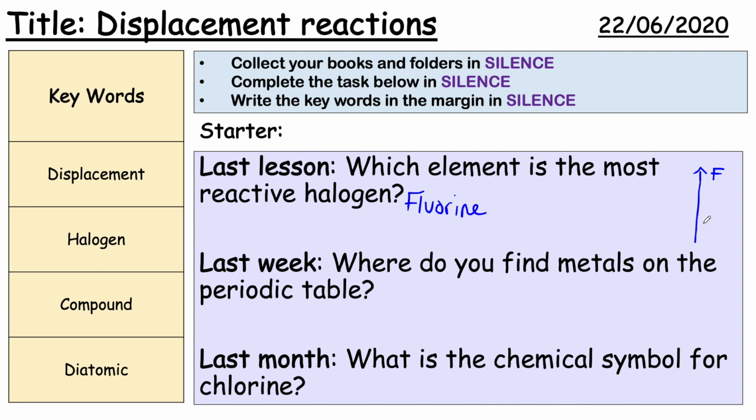You'll need to know this list, the reactivity of group 7, as we go through this PowerPoint, because we'll need to know them in order to do displacement reactions. So where do you find metals on the periodic table? All metals are found on the left of the periodic table. That's a very generalized answer. They're actually to the left of the stepped line. But if you just imagine them being on the left of the periodic table, that will serve you pretty well.